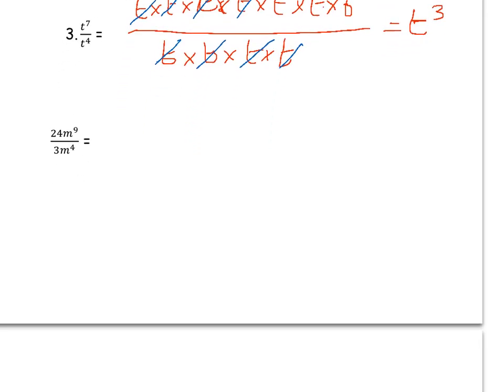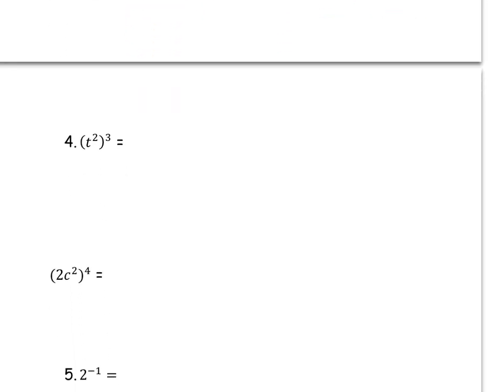Let's look at a slightly more difficult example. Right, so remember when you're dividing powers, you subtract them. So m to the power of 9 divided by m to the power of 4 becomes m to the power of 5. And 24 divided by 3 is 8. So it's 8 times m to the power of 5.